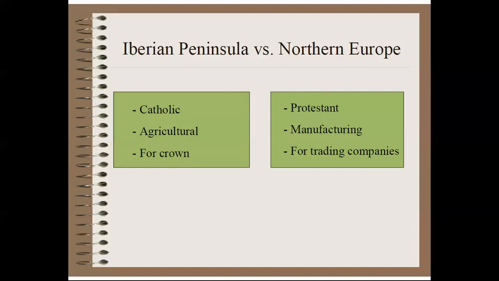Iberian Peninsula versus Northern Europe. The Iberian Peninsula, Spain and Portugal, are going to be Catholic, agricultural, and the purpose of the colony is going to be for the crown. Northern Europe is going to be Protestant mostly, except for France. They're going to be more manufacturing.